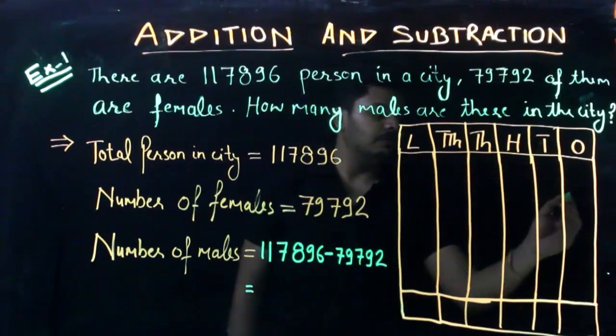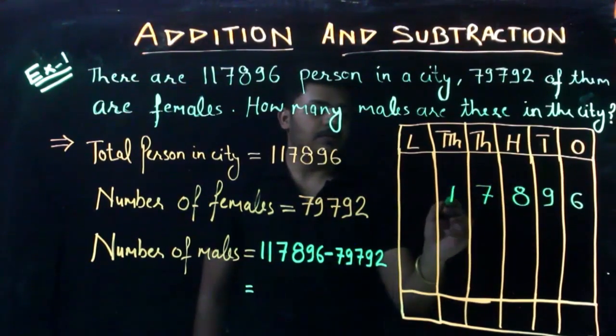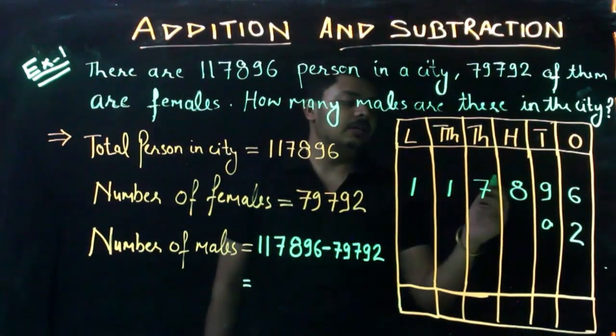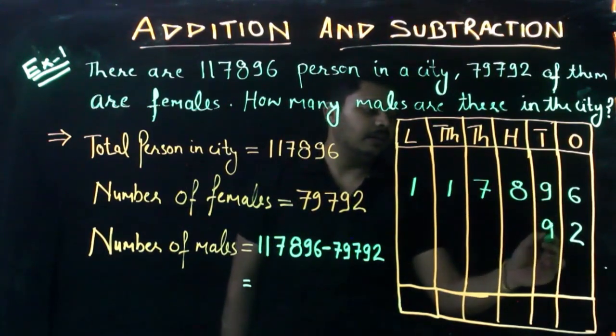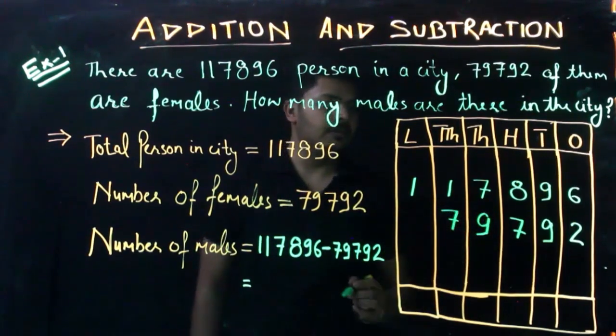So in one's column we have 6, then 9, then 8, then 7, then 1. Again, placing number of females too. So, arranging the numbers, we have 2, 9, then 7, then 9, then again 7 in 10,000s column.